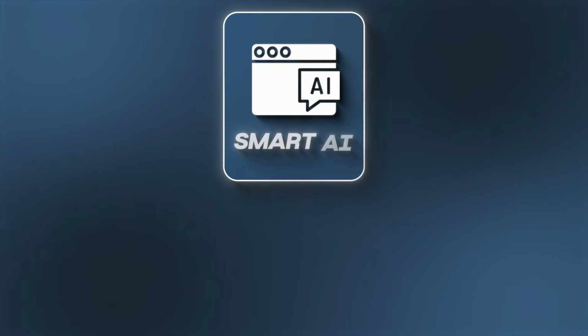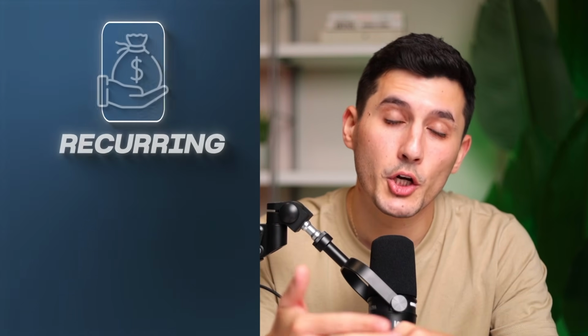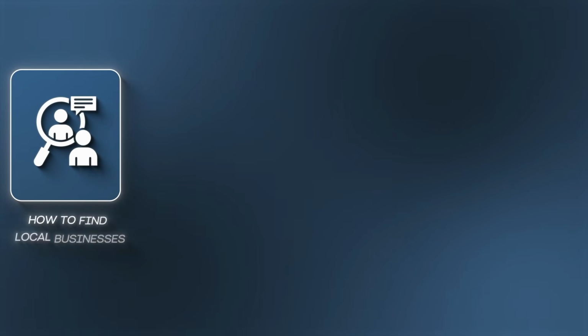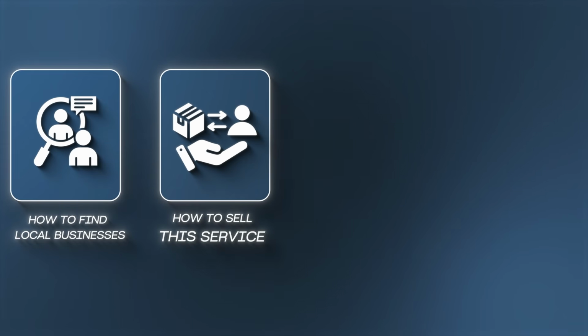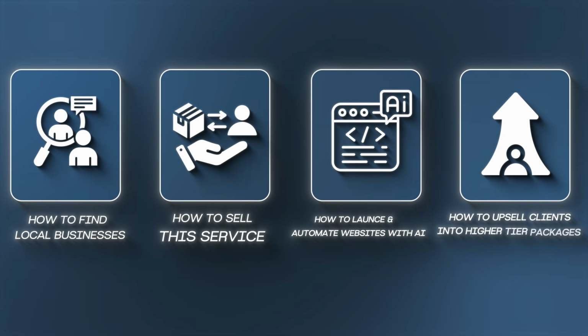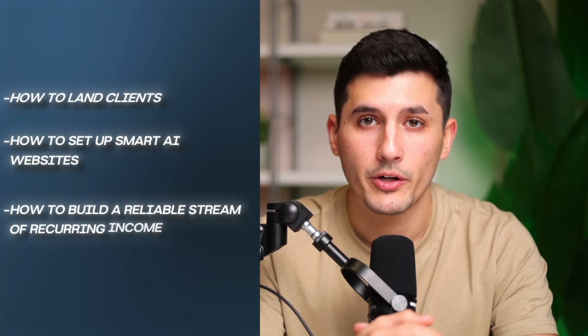Do you want to turn smart AI websites into $500 per month passive income? Instead of charging a client once, you'll be collecting a recurring monthly revenue without needing tech skills or endless work. In this video, I'll show you step-by-step how to find local businesses, the exact way to sell the service, how to launch a site in minutes and automate everything with AI, and how to upsell clients into higher tier packages. By the end of this video, you will know exactly how to land clients, how to set up smart AI websites, and how to build a reliable stream of recurring income.